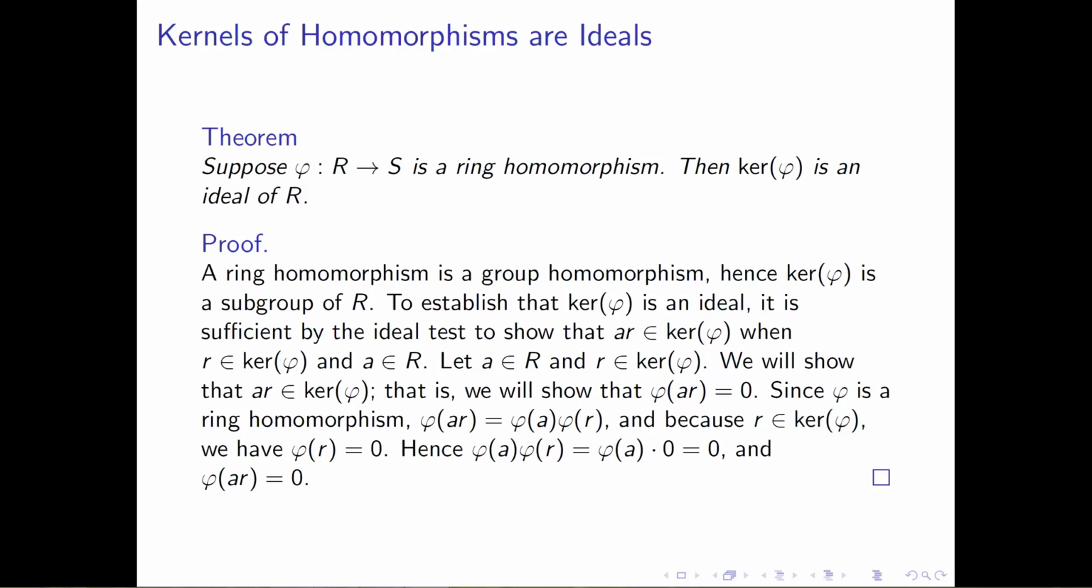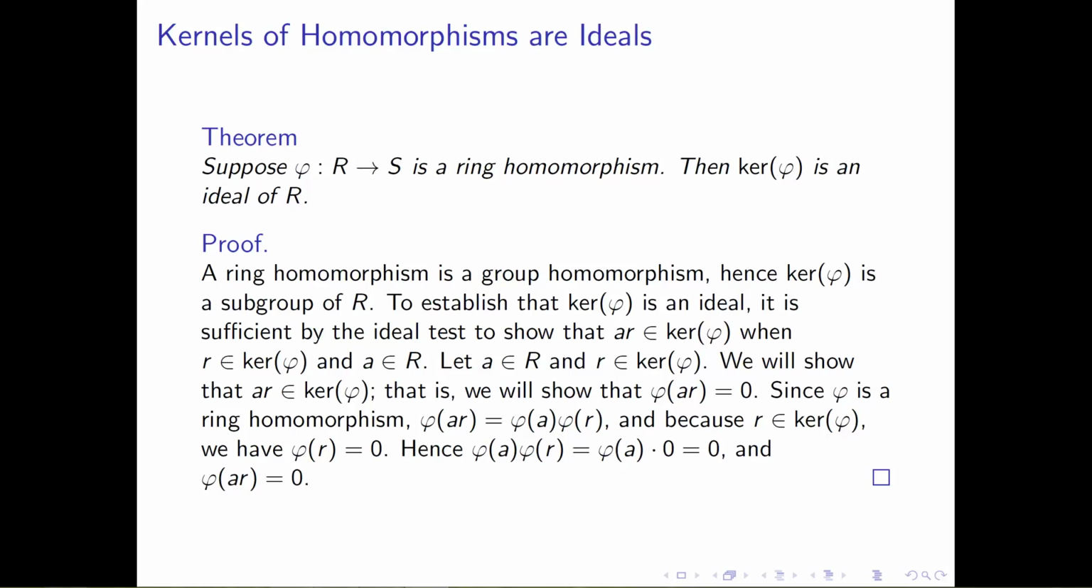Now, what I will show here is that the kernel of phi is an ideal. So what we need to show is that if I start with an arbitrary element a in the ring R, and then I start with an element little r that belongs to the kernel of phi, that when I multiply those two things together, and I look at ar, that it belongs to the kernel of phi. That is, what it means to belong to the kernel of phi is that you map to 0 under phi. So what we want to show is that if we pick a and r in this manner, then phi of a times r is equal to 0.